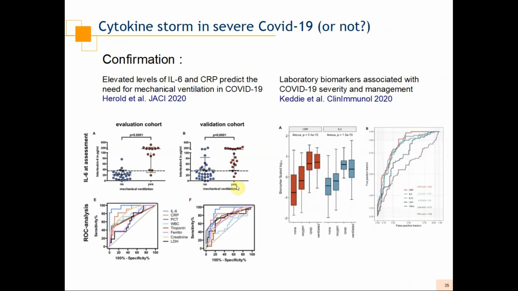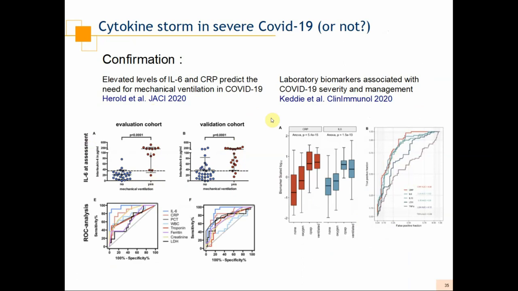And then there was some confirmation in other studies later on in 2020. Once again, mechanical ventilation, yes, no. So these people have a more severe infection. You can look at the IL-6 levels here, they're much higher in the patients who then required mechanical ventilation. This was one evaluation cohort. The same association was found in a validation cohort. So IL-6 was found to be a reasonably good predictor of more severe infection.